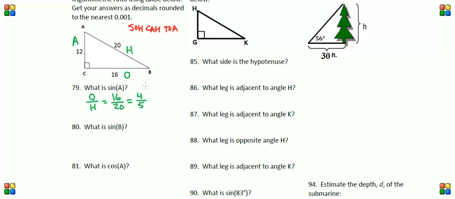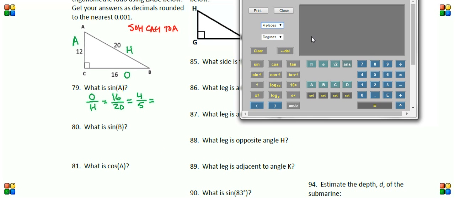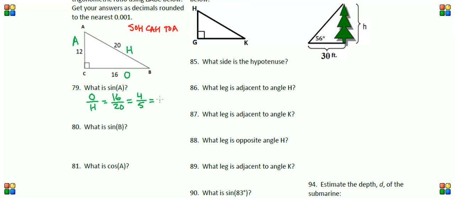That could be the answer that you get on your test, but it also could be written as a decimal. Let's go ahead and convert this to a decimal. We're going to take 4 and divide it by 5 equals, and that is 0.8. So this could also be written as 0.8, and there is the answer for sine of A. Let's continue on in the next video with question number 80.